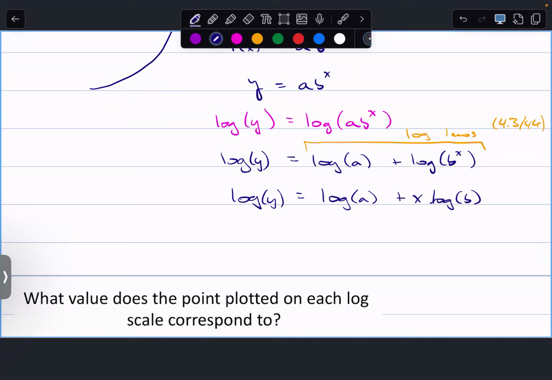Does this look sort of familiar? If you kind of squint, this is just a number, and this is just a number. How about we call this number m, and we call this number b?